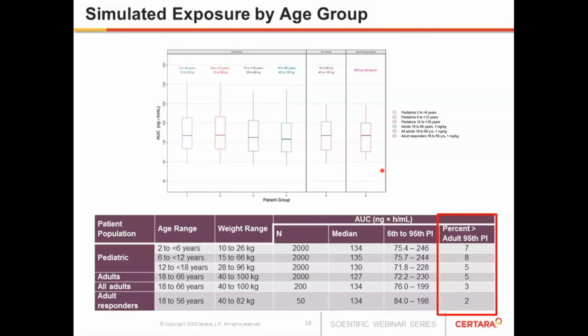In addition to showing the plots of exposure distribution, the percentage of subjects with simulated exposure above the 95th percentile of adult exposure was determined, with attempts to make it less than 20%. And in this case, they were all less than 10%. This example showed dosing recommendation based on weight groups, but it could have been done based on age group and also presented the same way.